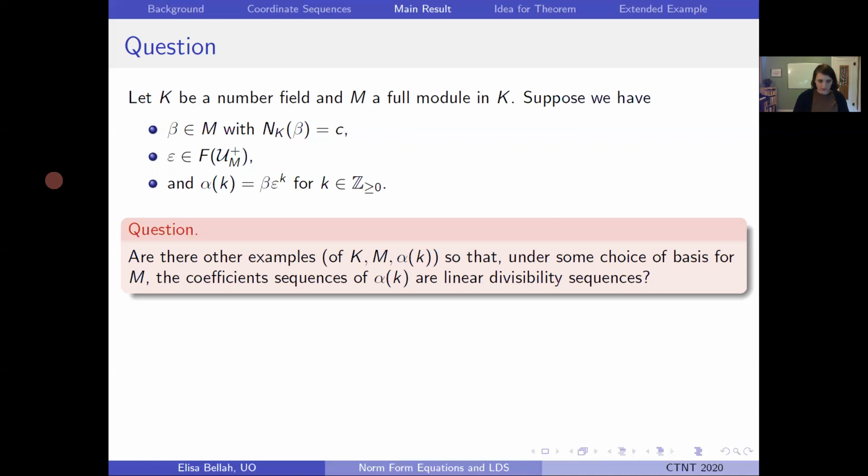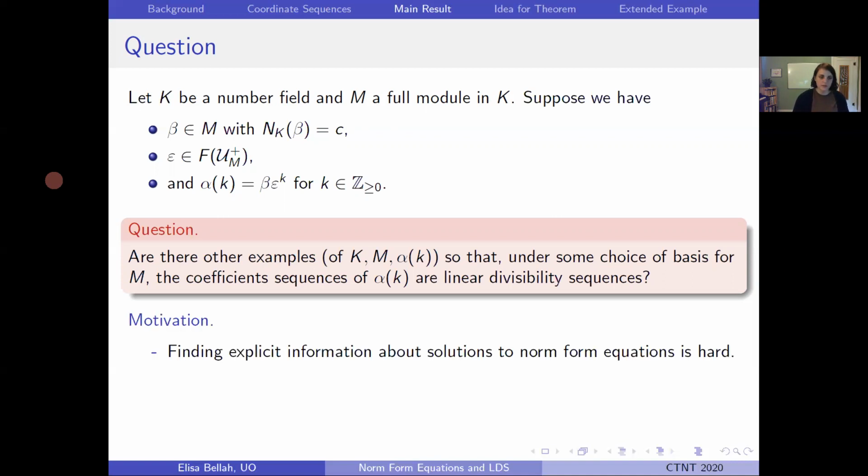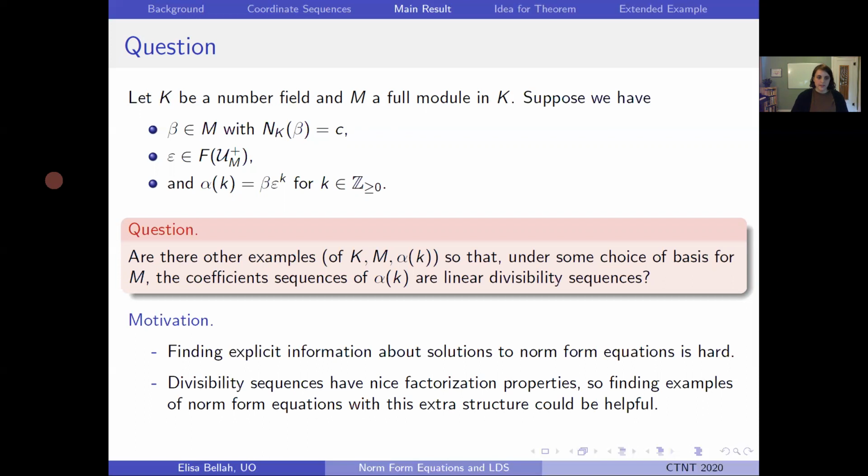So let me give you a couple pieces of motivation for why one might ask this question. So first of all, we mentioned before that finding explicit information about solutions to norm form equations is generally quite hard. But divisibility sequences have particularly nice factorization properties. And so if we could find other examples of norm form equations with this extra structure, perhaps that could be helpful in learning explicit information.